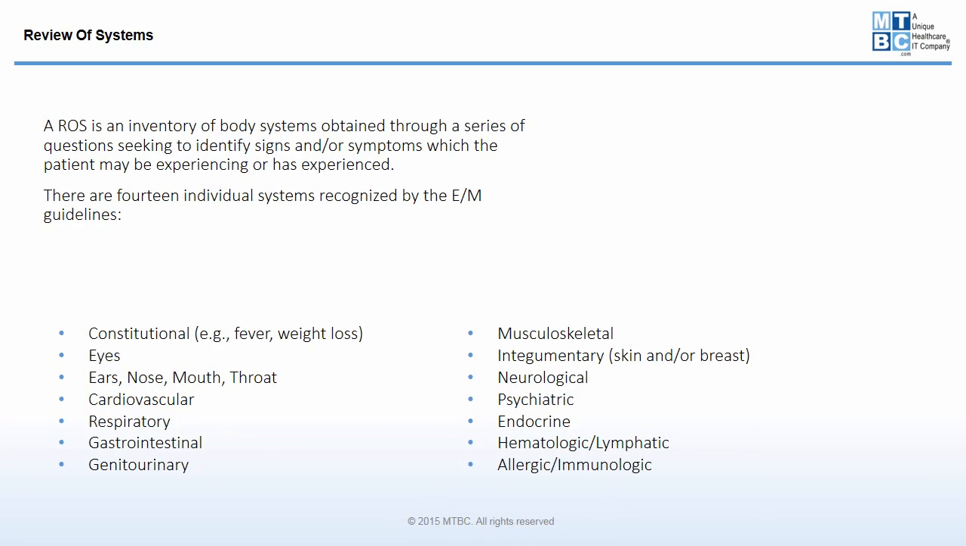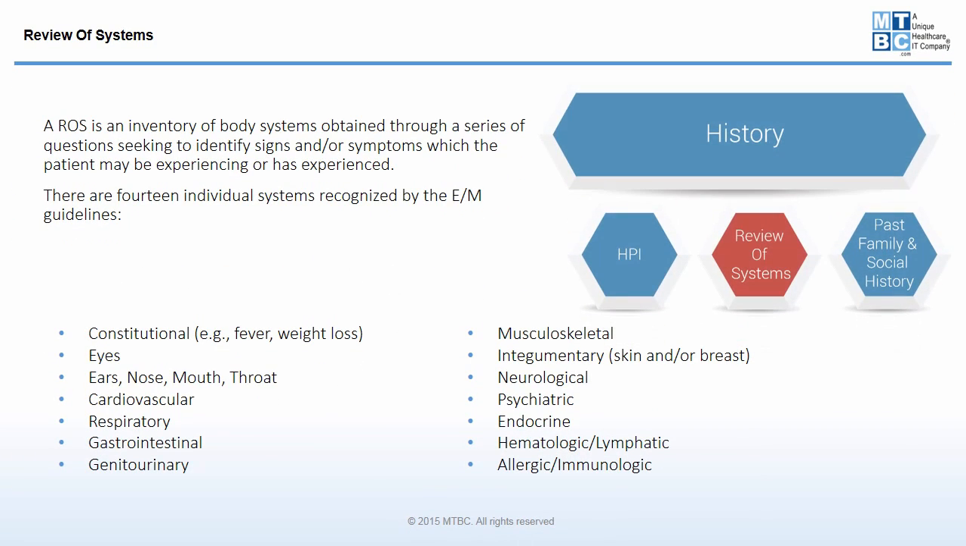This HPI detail is not extended. A review of systems is an inventory of body systems obtained through a series of questions seeking to identify signs or symptoms which the patient may be experiencing or has experienced. There are 14 individual systems recognized by the E&M guidelines, starting from constitutional to allergic.